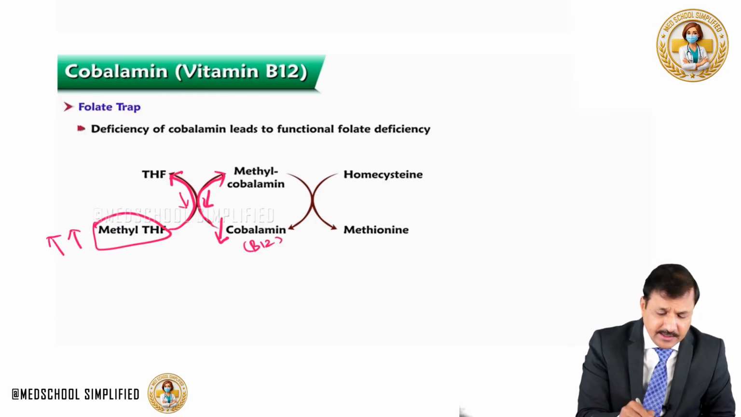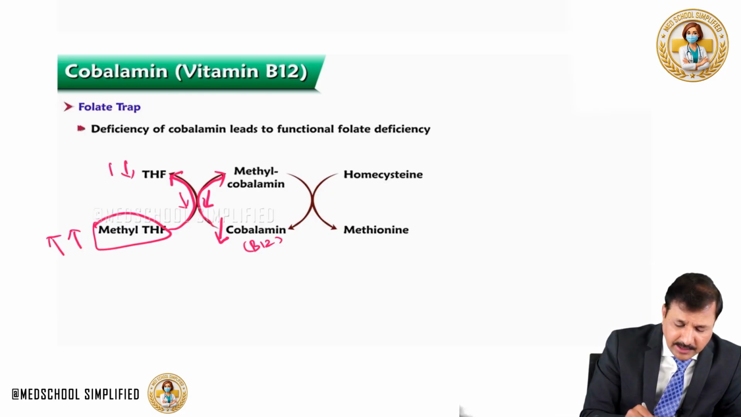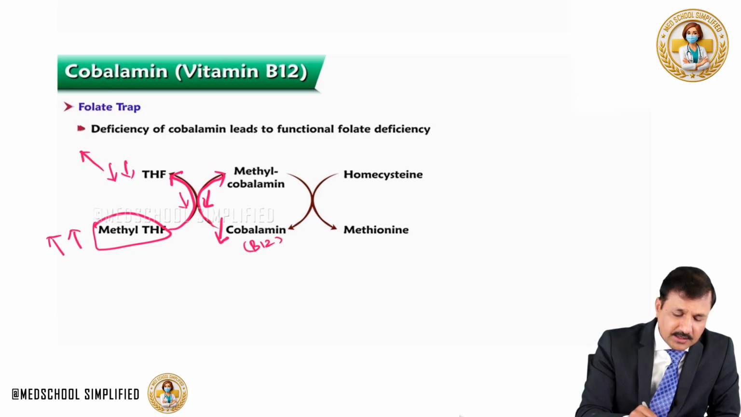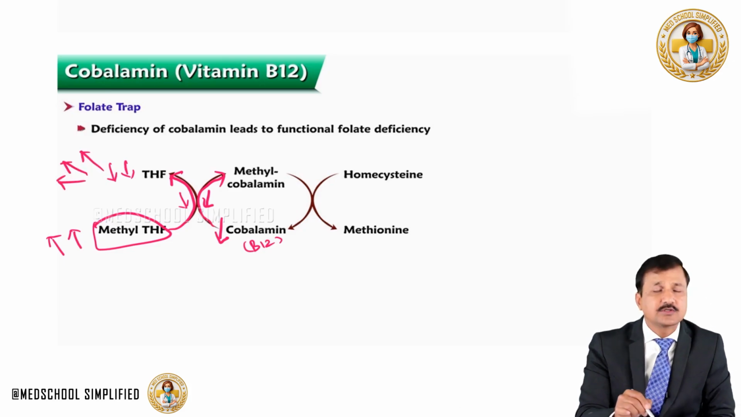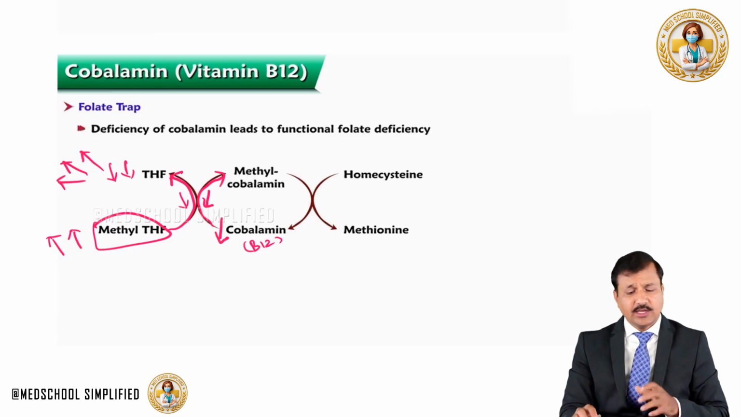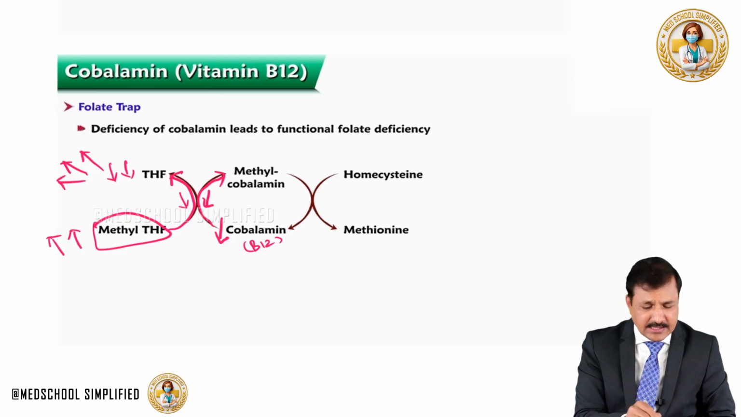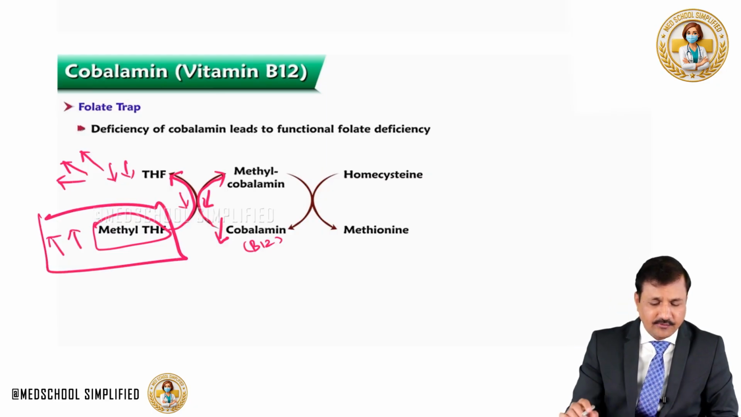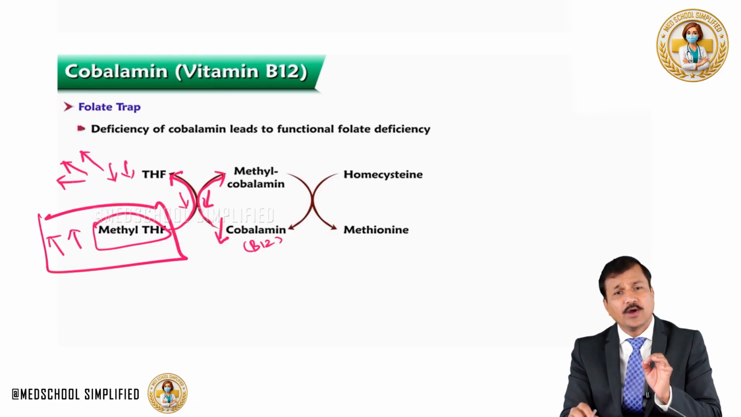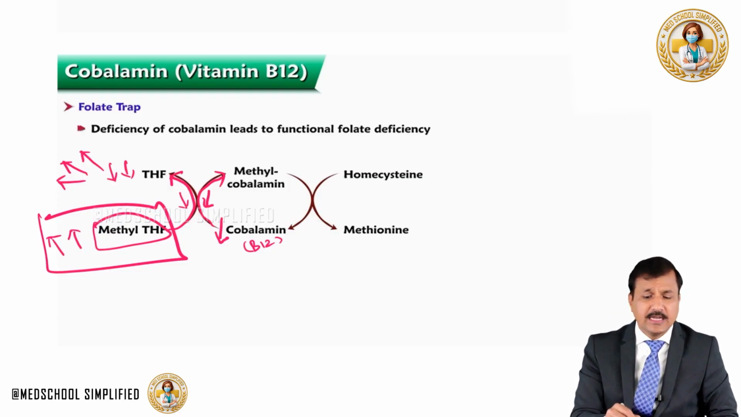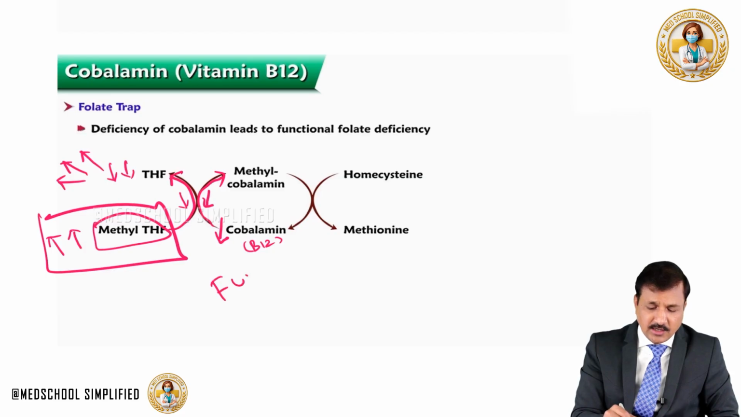So then that leads to decrease in the availability of free tetrahydrofolate, and when that decreases, other forms of tetrahydrofolate derivatives will also decrease in the cell. So here the cell is trapping all the tetrahydrofolate as N5-methyl tetrahydrofolate, and this happens when there is a cobalamin deficiency. So cobalamin deficiency will lead to functional folate deficiency.